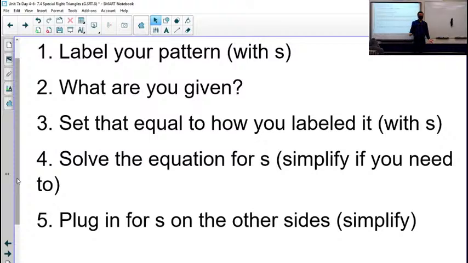Step 2 is figure out which side you are given. I showed that by circling it. I circled the pattern and I circled the side that we were given. Then we said, set that thing that you were given equal to how you labeled it, the thing with S. So the way I was phrasing that earlier is set your pattern for that side equal to what you were given for that side. In other words, the two things that I circled, we're setting them equal to each other. Solve the equation. Simplify if you need to.